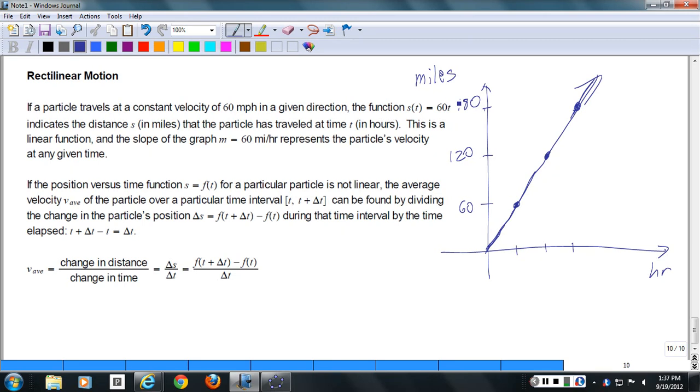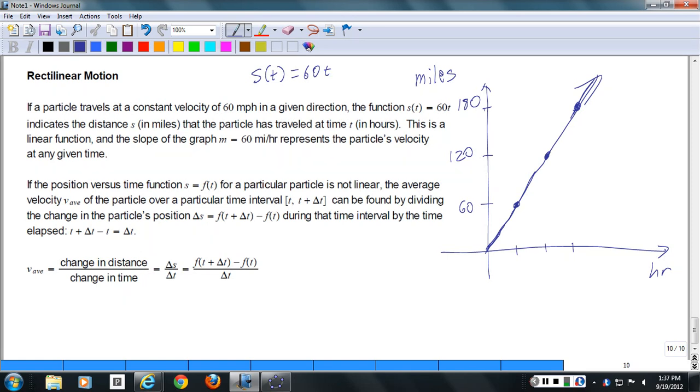If a particle travels at a constant velocity, say 60 miles per hour in a particular direction, we can express the distance or the particle's location in terms of the time that has elapsed. For example, if S of t equals 60t, this could be an indication of the particle's position after t hours, where it's 60 miles per hour times the number of hours that have elapsed.